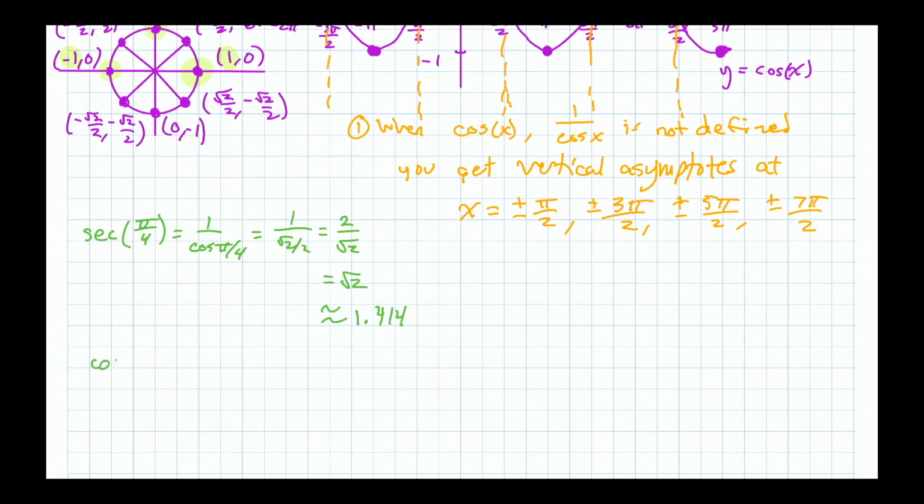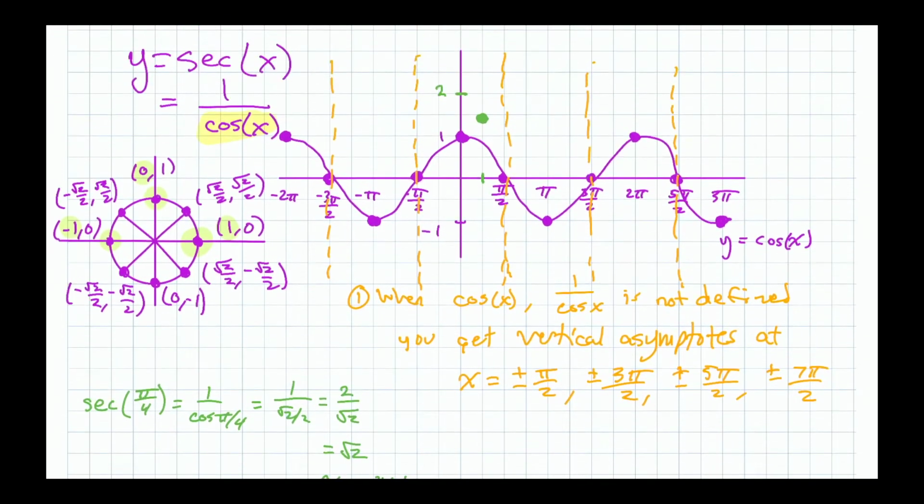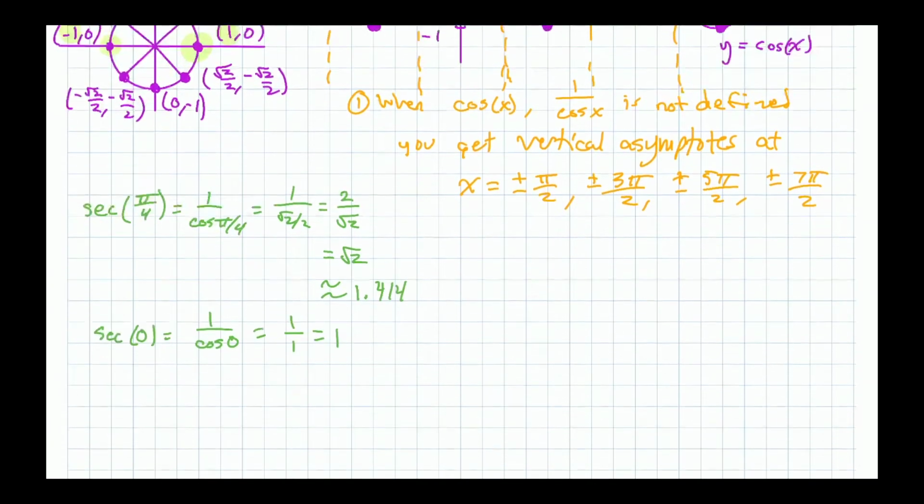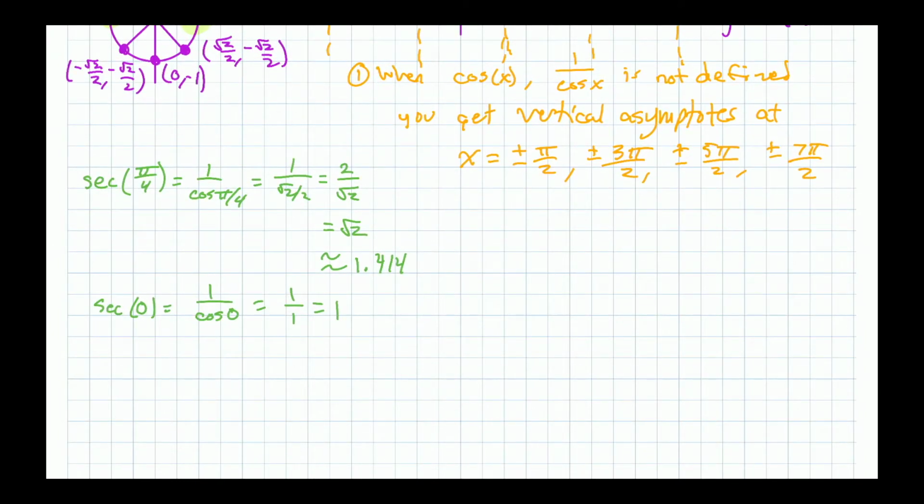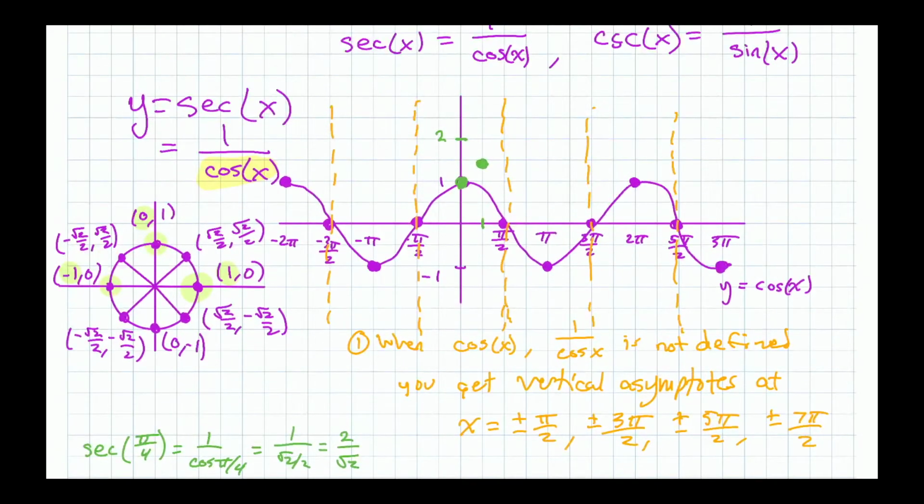What is secant of 0? Secant of 0 is 1 over cosine 0, which is 1 over 1, which is 1. So the secant goes through this point. And then what is secant of negative pi over 4? That is 1 over cosine negative pi over 4, which is 1 over root 2 over 2 again. So about 1.414. So at negative pi over 4, we're also up around there as well.